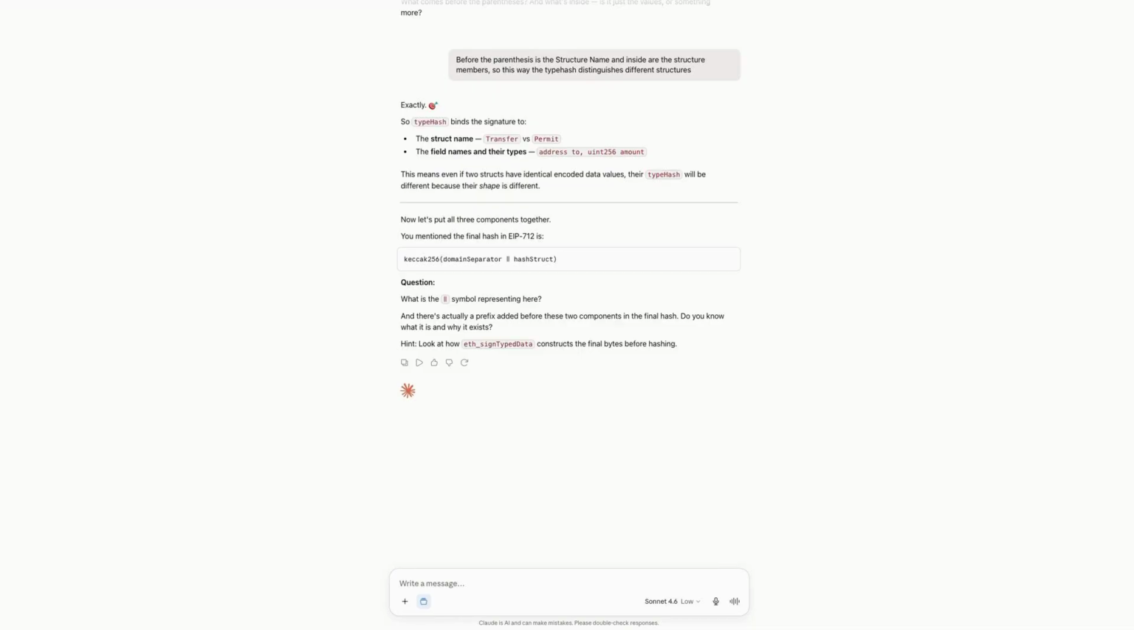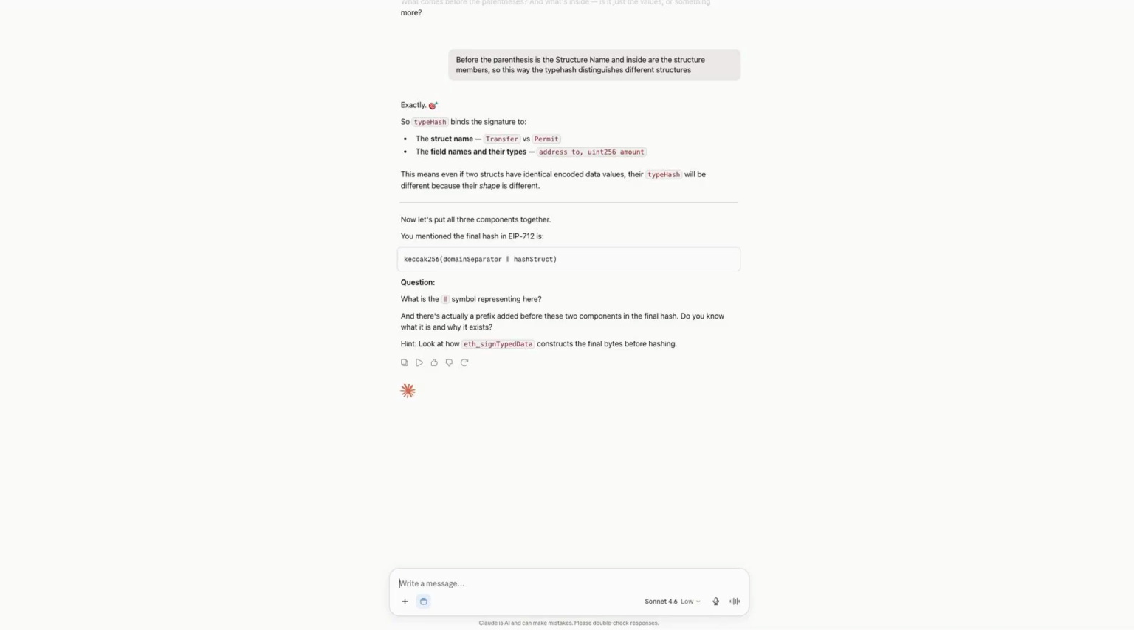Okay. So typeHash binds the signature to the structure name, transfer versus permit, and the field names and their types. This means even if two structs have identical encoded data values, the typeHash will be different because their shape is different. Now let's put all three components together.